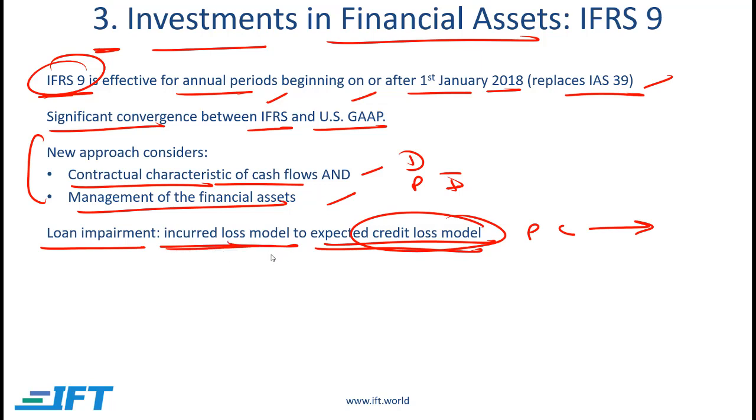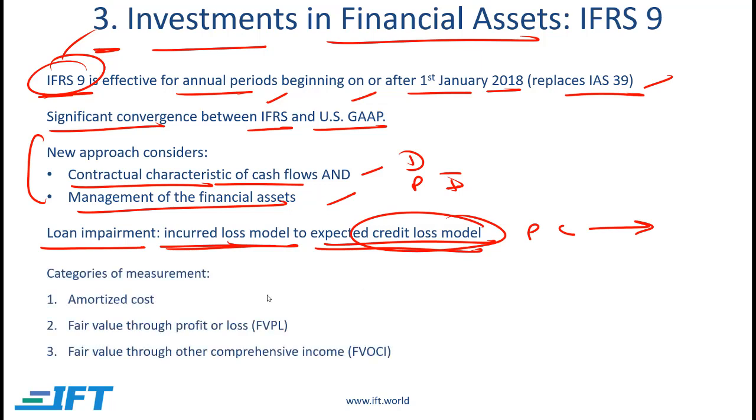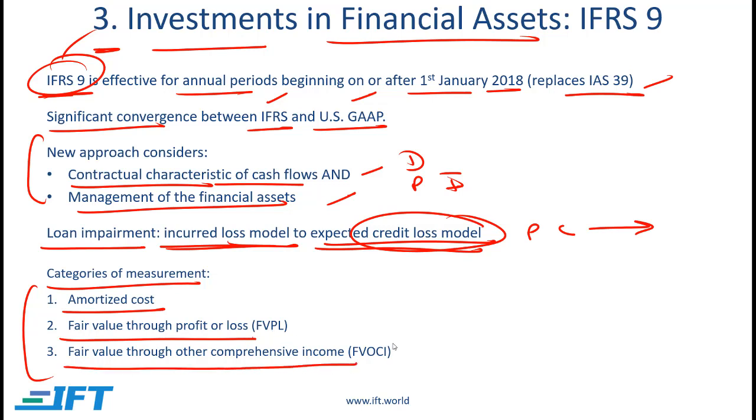The curriculum doesn't spend too much time talking about this, so as long as you just know this high-level fact that with the new standard, we also consider what might happen in the future, that's all you really need to know at this stage. As we've said before, the categories of measurement are shown here. A financial asset could be categorized as amortized cost, fair value through profit or loss, or fair value through other comprehensive income.